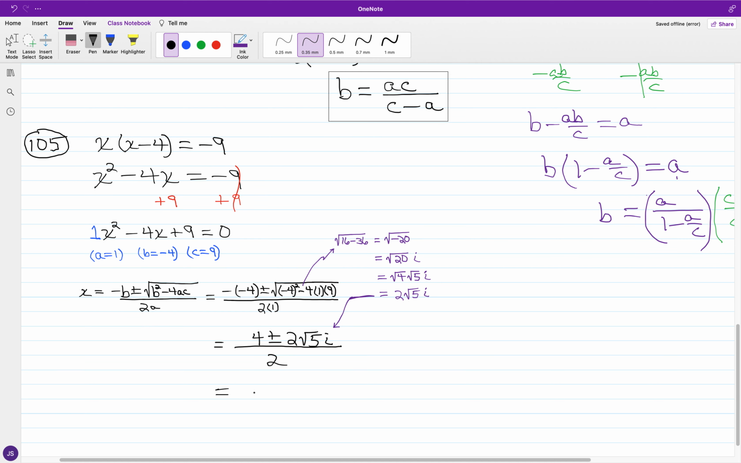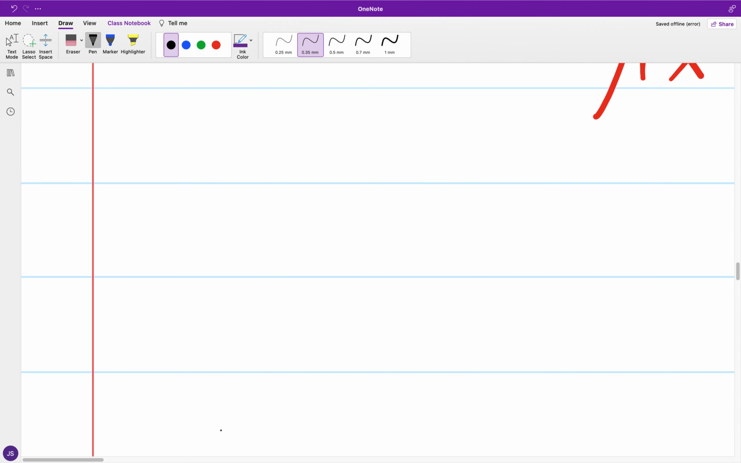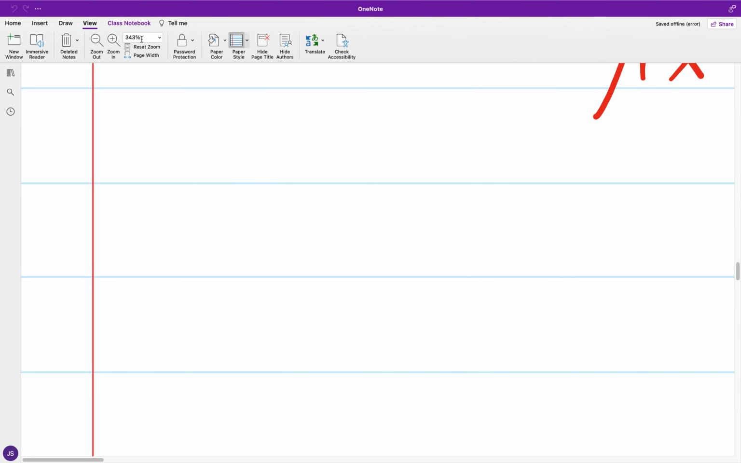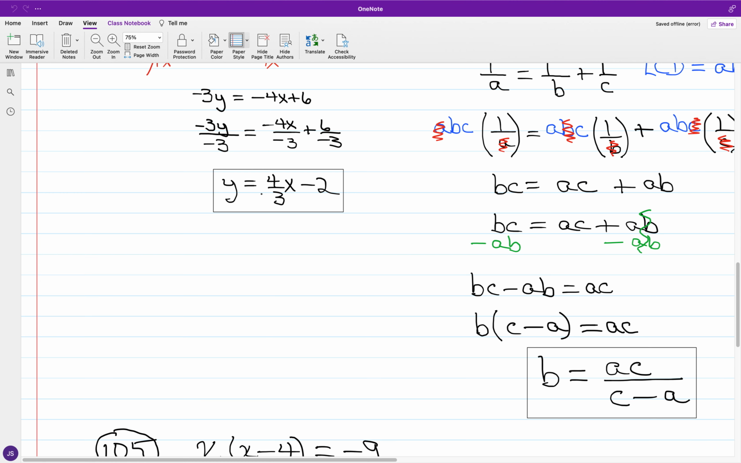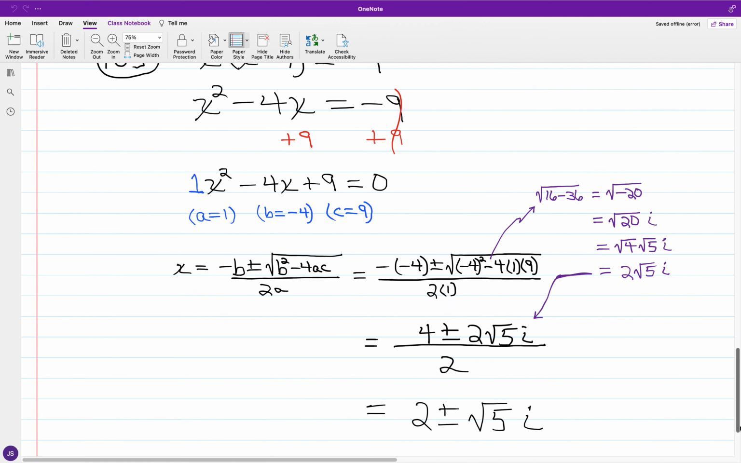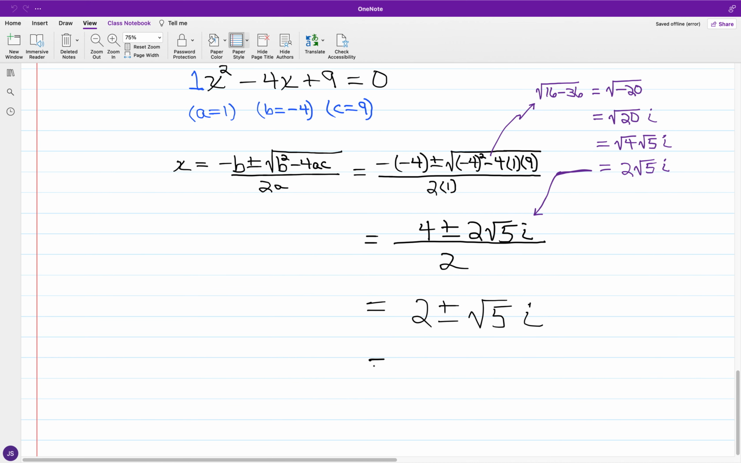So we have 4 over 2 is 2. And for the i term, positive and negative, the 2's are going to cancel, so we're going to have 2 plus or minus the square root of 5 times i. And just looking at what we have and itemizing, we can see we have 2 plus the square root of 5i.